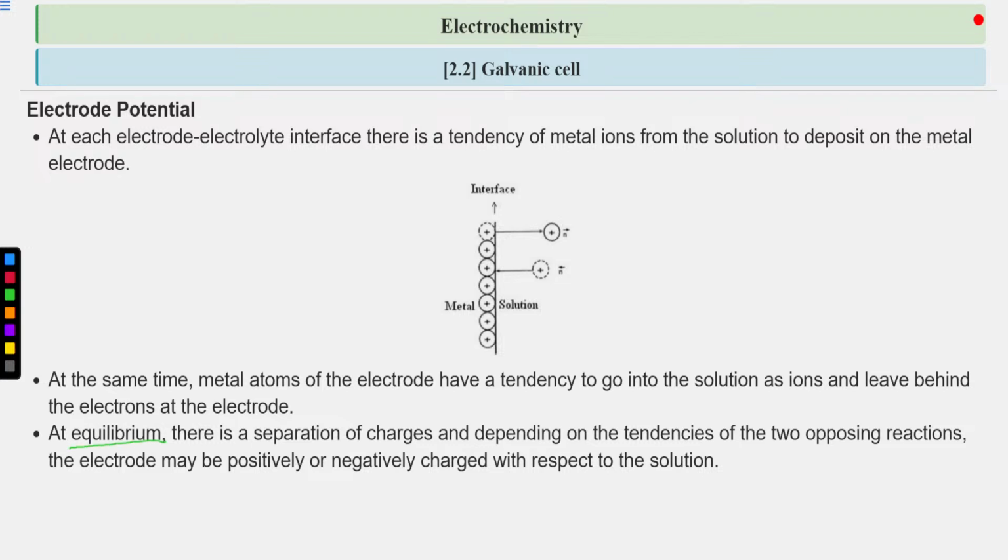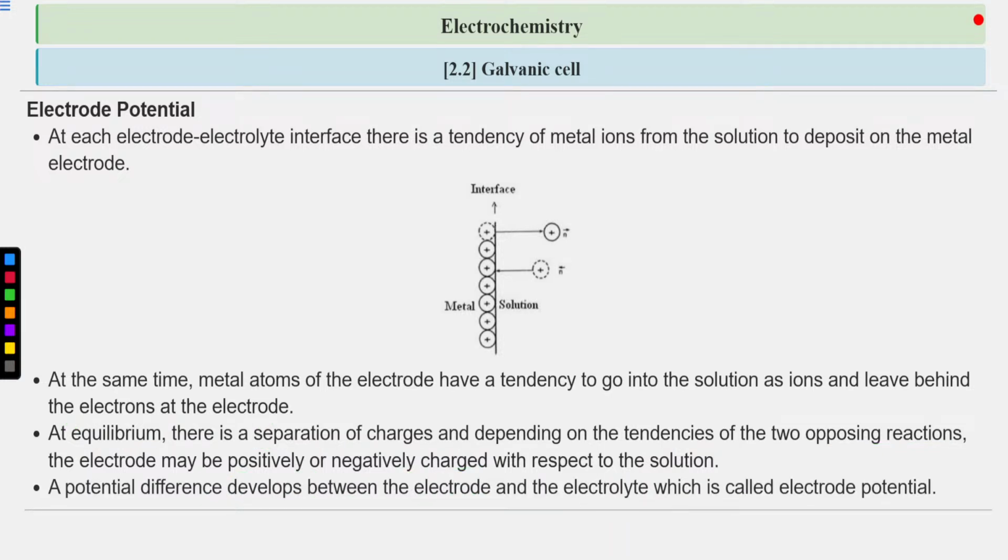Now at equilibrium, there is a separation of charges, and depending on the tendencies of the two opposing reactions, the electrode may be positively or negatively charged with respect to the solution. So we are talking about the equilibrium state: at the equilibrium position, there is a separation of charges. It will depend upon the tendency of the two opposing reactions. The electrode may be positively or negatively charged with respect to the solution.